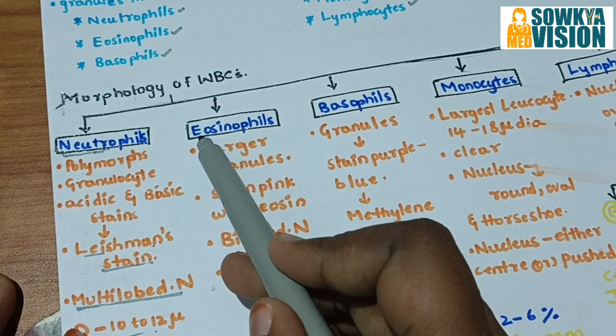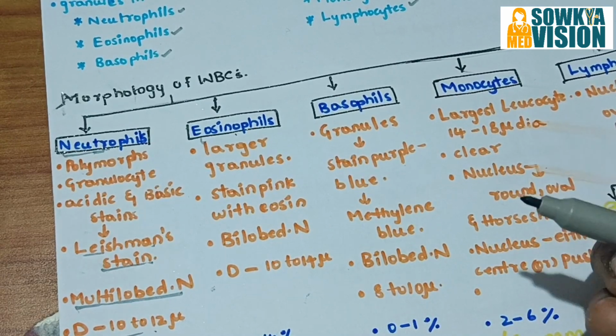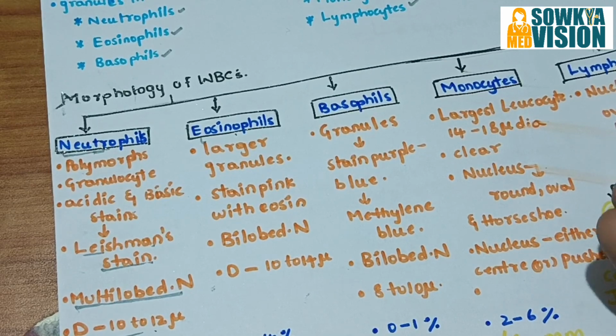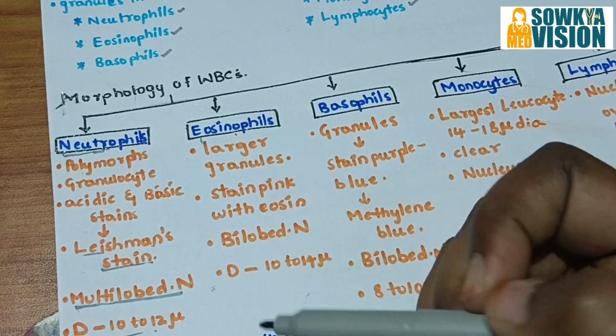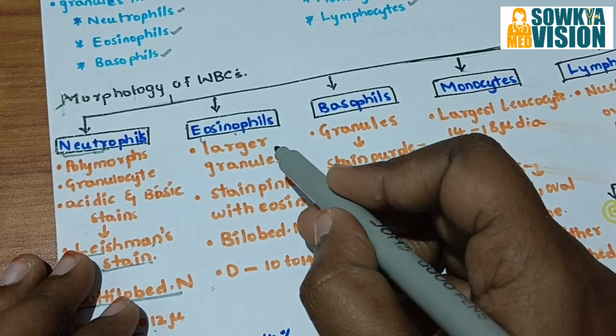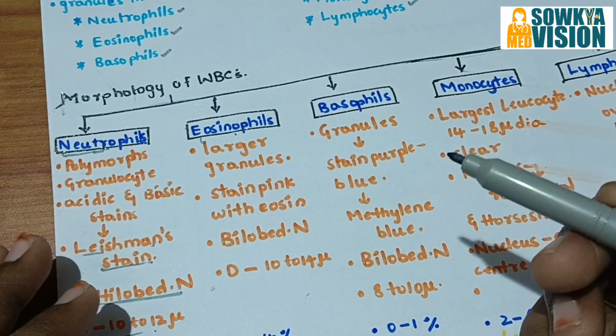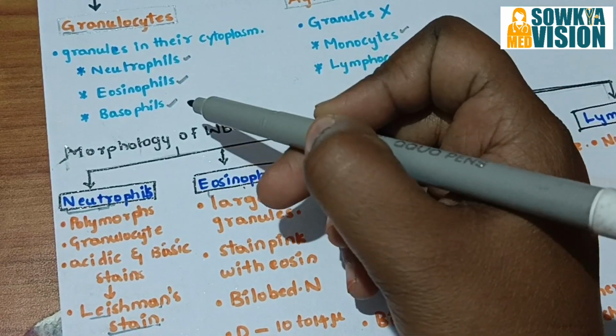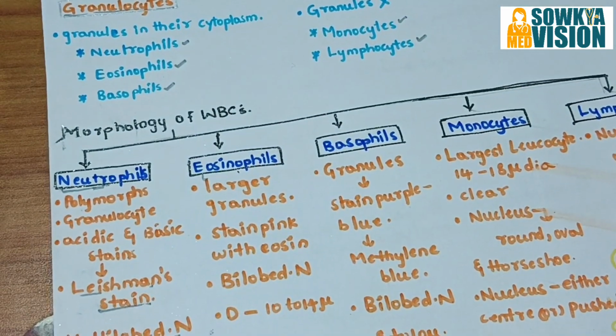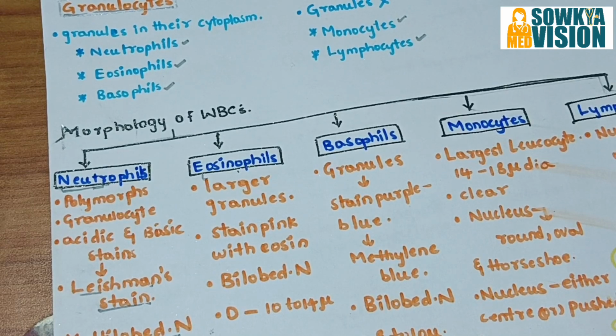Now, eosinophil. The word eosin means red in color. As we said, leuko means white, same as eosin means red in color. The eosinophil contains larger granules. As we said, the granulocytes are three: neutrophils, eosinophils and basophils. So, eosinophils contain larger granules.